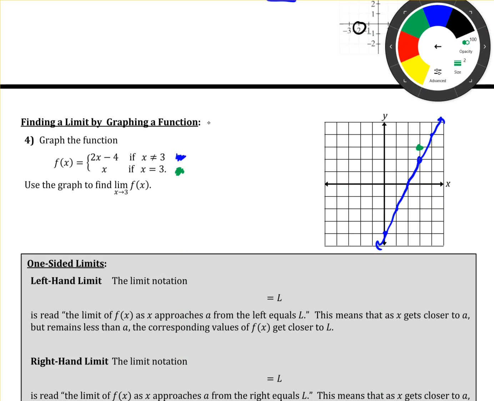So looking at that, what's the limit? Well, the limit is 2, because it looks like we're approaching 2. Remember, it's the y value. As x approaches 3, y approaches 2. So my limit as x approaches 3 is 2.